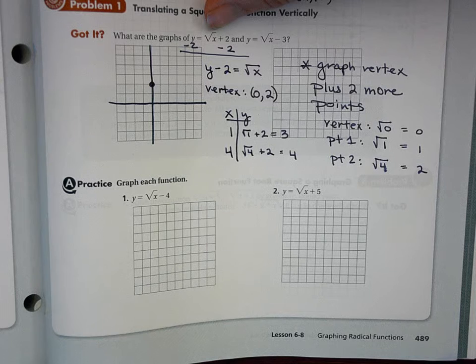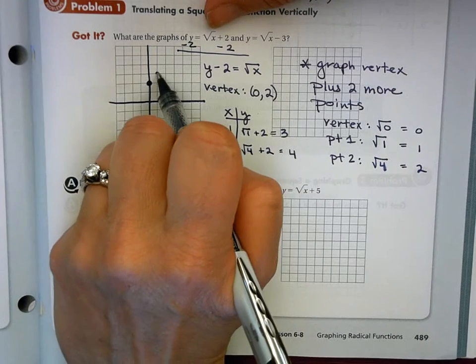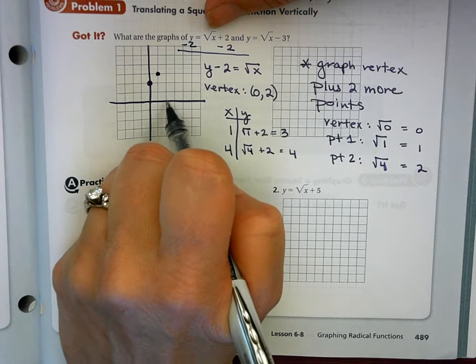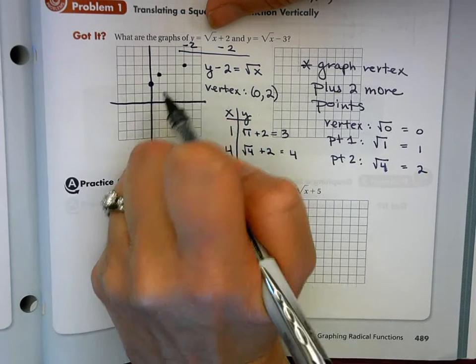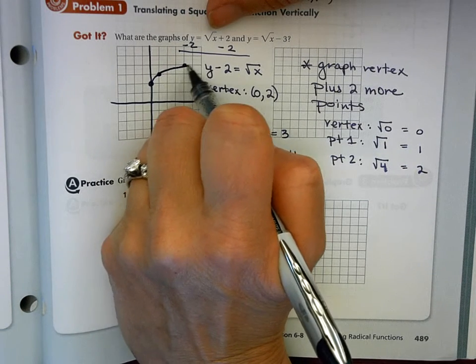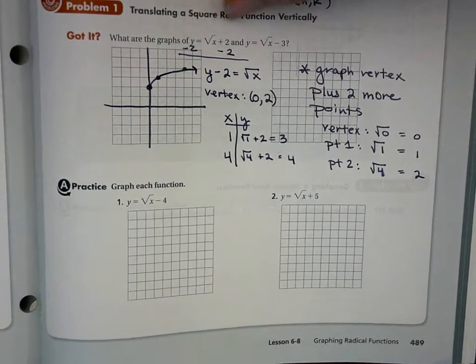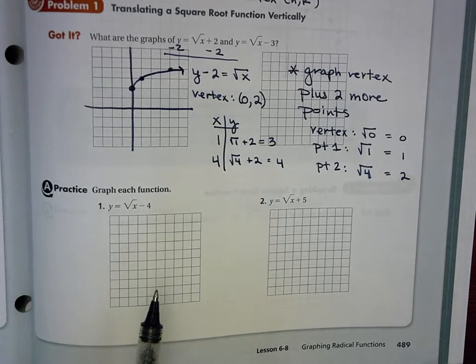And so now I'm going to plot those points. So I'm going to go over 1, up 3, and then over 4, up 4, 2, 3, and then there we go. Okay, and there's my graph. All right, so I want you guys to do number 1 right now. Okay, so you guys do number 1 for me.